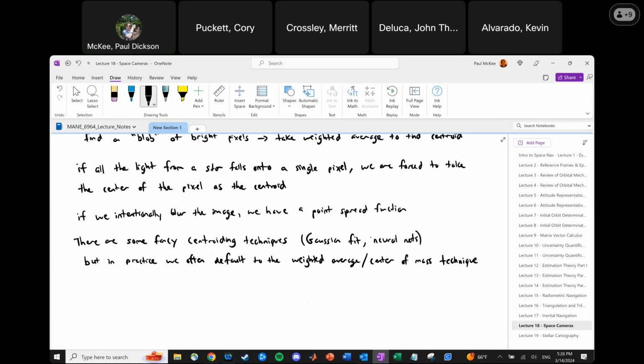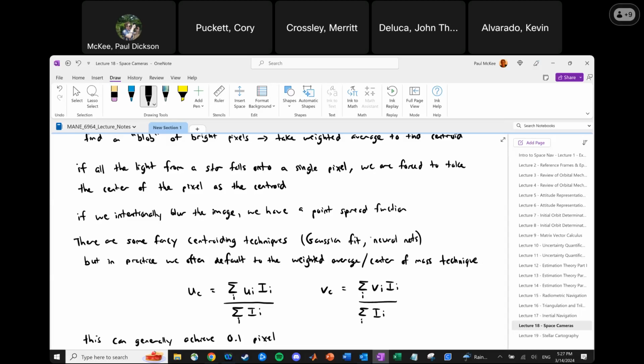So your centroid, here's the actual equation for that. Your centroid coordinate is the sum over all i pixels in some blob of the u coordinate and then the intensity at that pixel, divided by the sum of all the intensities within the blob. That's the idea. So you take each pixel's u coordinate, multiply it by its intensity, add those together, and then divide that by the sum of the intensities. And similarly, v_c is the sum over all i pixels in a blob of v_i I_i over the sum over all pixels in the blob I_i. That's the idea. This can generally achieve 0.1 pixel centroid error, which is pretty cool.